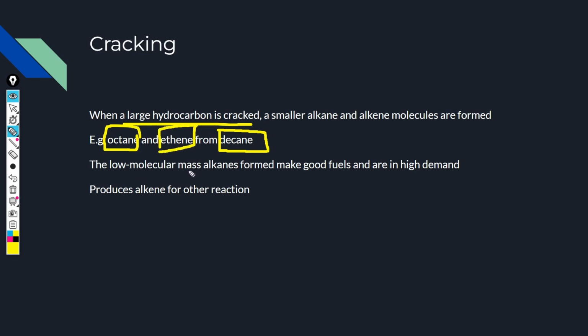The low molecular mass alkanes make good fuels and they're in high demand because they're more flammable and more volatile, so less energy is required. It also produces alkenes, which are used for other reactions. Ethene can be used in polymerization, and in the hydration of ethene to make ethanol, and in many other reactions. This is called feedstock. So this is why the alkene is also useful.